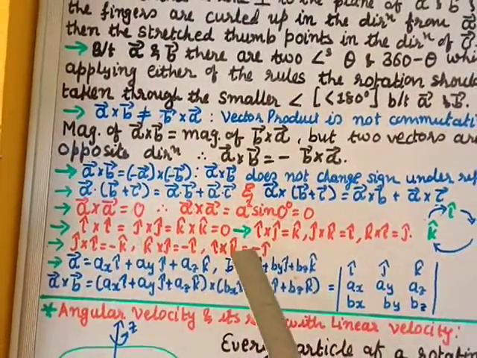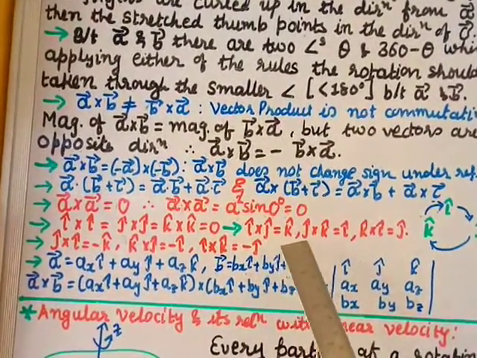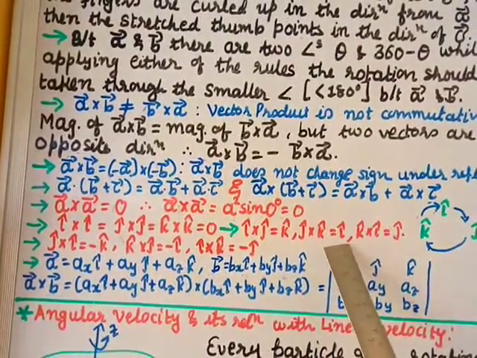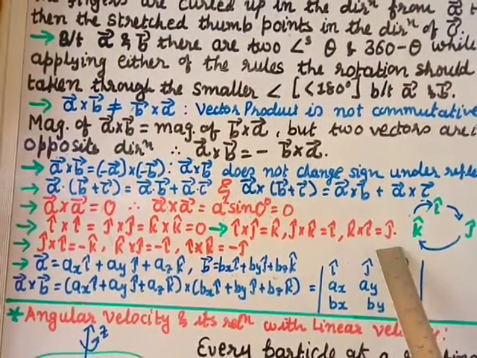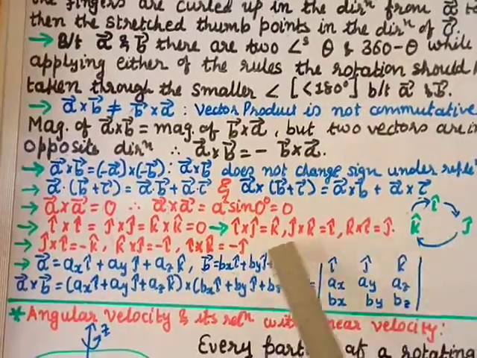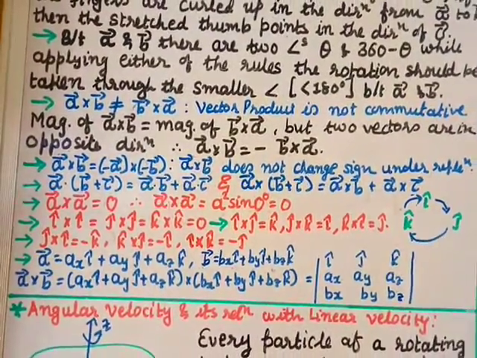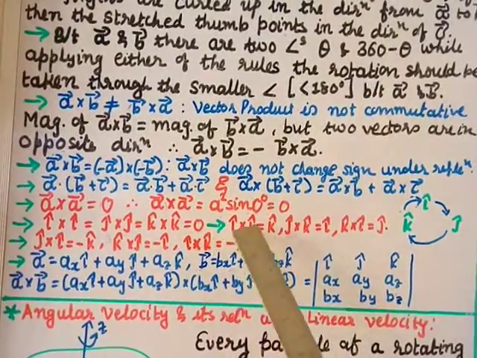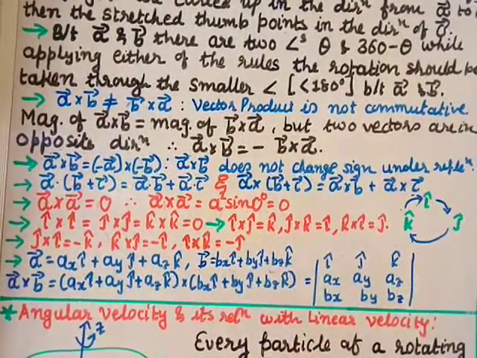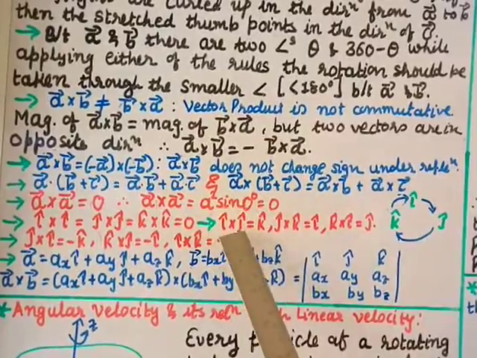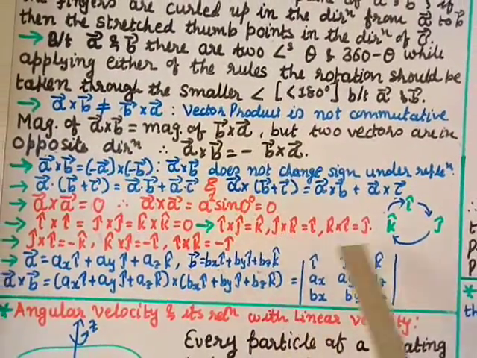But suppose you do I cross J, then you get the K vector. If you do J cross K, then I vector. K cross I equals the J vector. Why? Because I, J and K are mutually perpendicular, and when you find the cross product, the new vector you get will be perpendicular to both A and B, or I and J. Here I and J, here J and K, and so on.